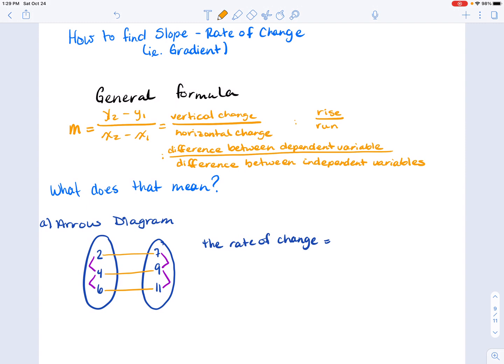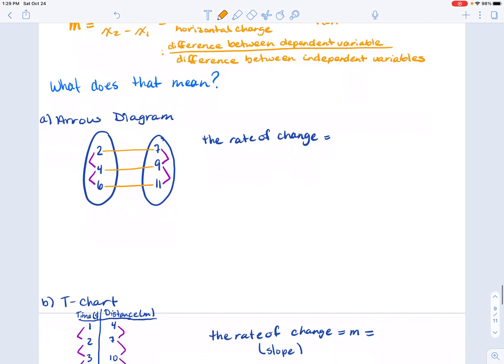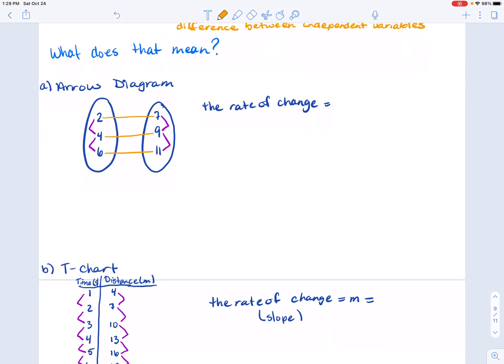So what does that actually mean? Let's look at the three different ways that we show dependent and independent variables. The first one is the arrow diagram. If we look at this arrow diagram, the differences between these ones are the independent. The difference between 4 and 2: 4 minus 2 equals 2. The difference between 6 minus 4 equals 2, so that difference is also 2. So I could pick these two, or I could pick these two to look at.